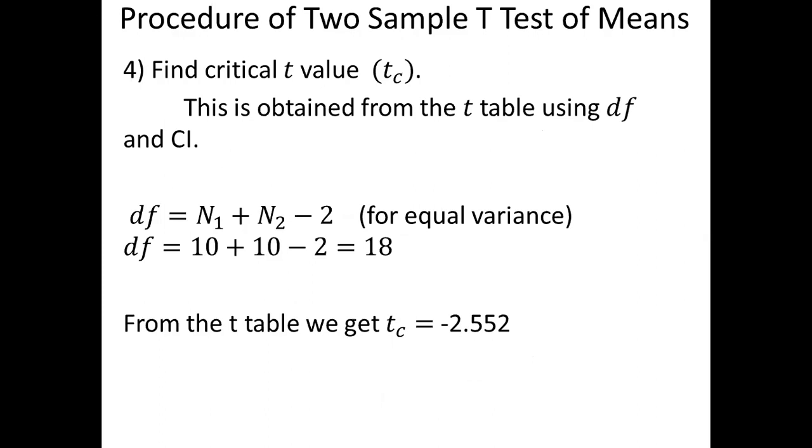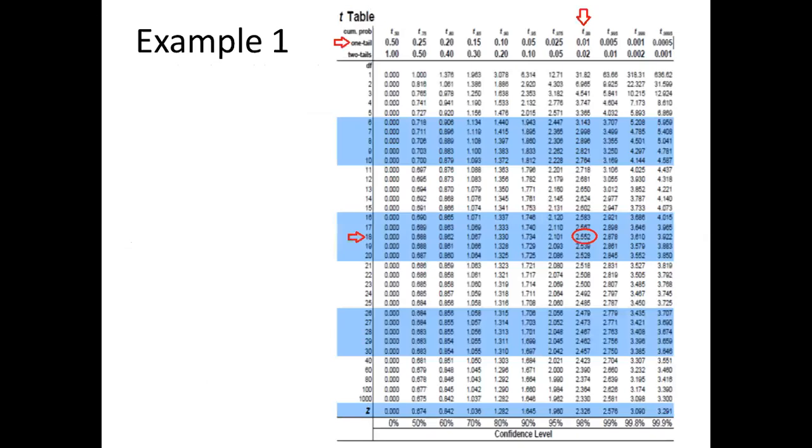Step number 4 is about finding the critical t value, and this is obtained from the t table using the degree of freedom and confidence level provided to us. The degree of freedom in our case is n1 plus n2 minus 2. This is the degree of freedom that we use for equal variances, and this is 10 plus 10 minus 2, which is 18. And from the t table, we get a critical t value, which is minus 2.552. Now, how did we get this value? Let me show you. So we have the t table over here, as we can all see, right?